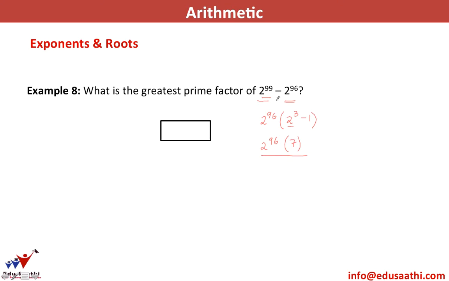So if I look at the prime factors, they are 2 and 7, and then all the other factors that you would get would be composite factors. So the greatest prime factor for this is 7.